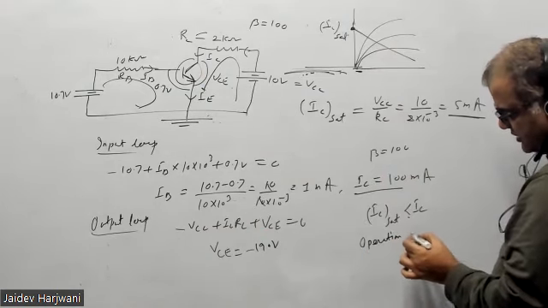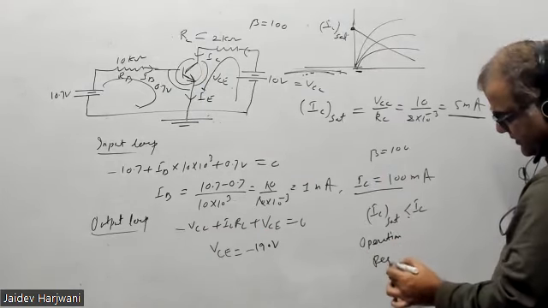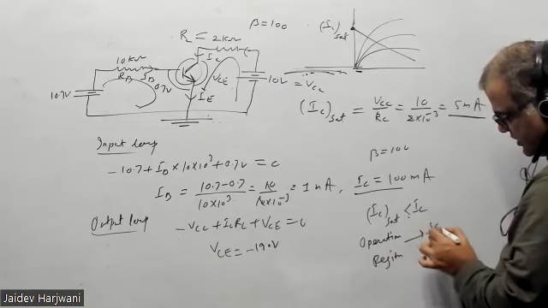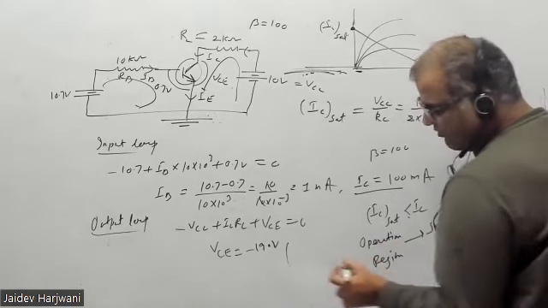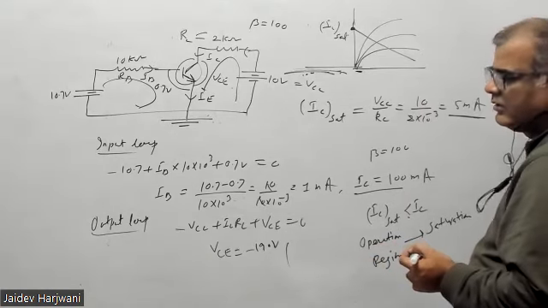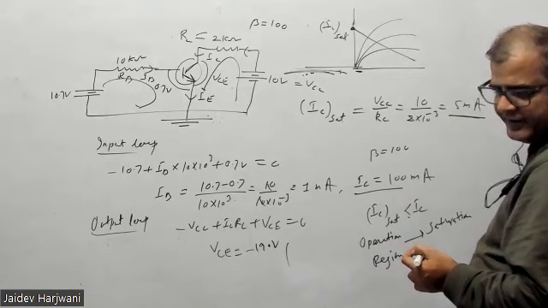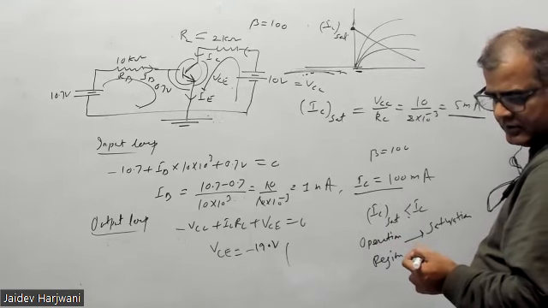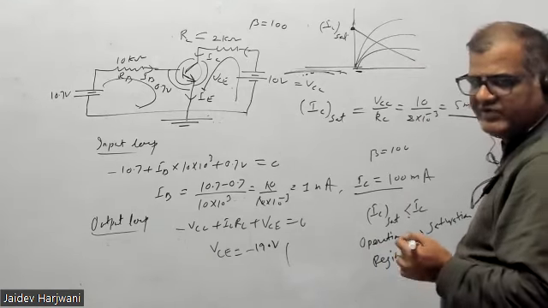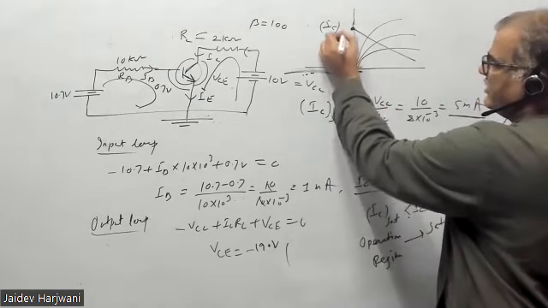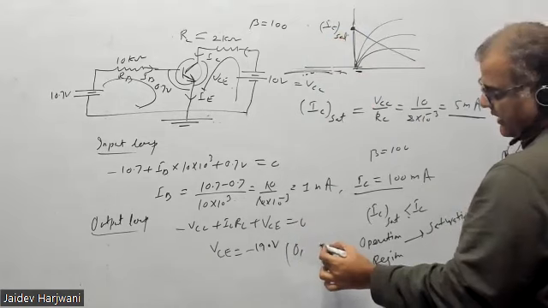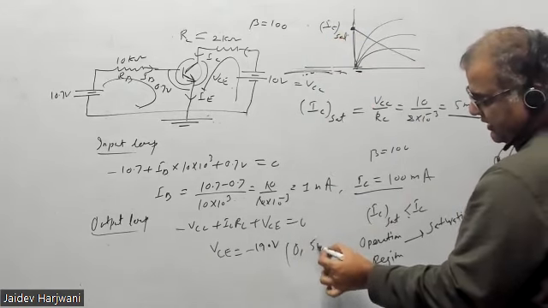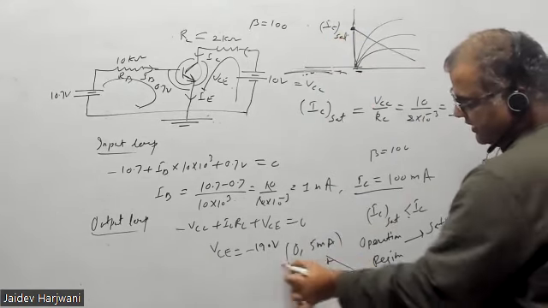Operation region is saturation. And the operating point will be what? Tell me the operating point. Where is the operating point? Operating point means value of VC. So for IC saturation, what is the value of VC? 0. So the operating point will be 0 and 5 milliampere. This is your operating point P.